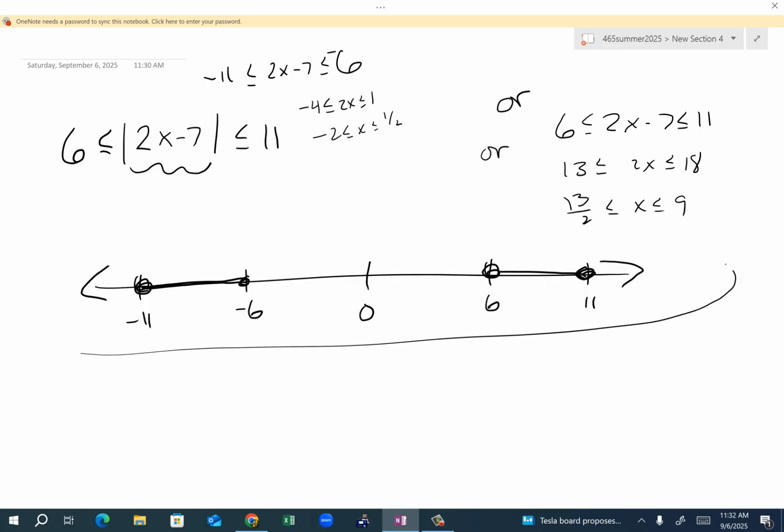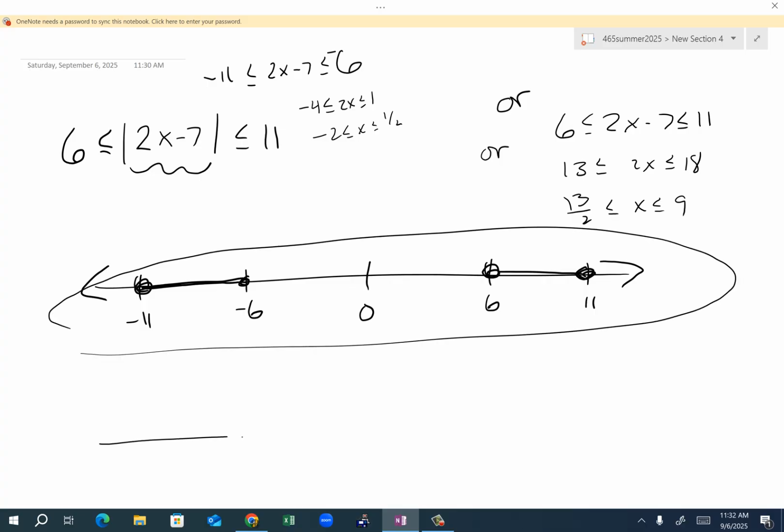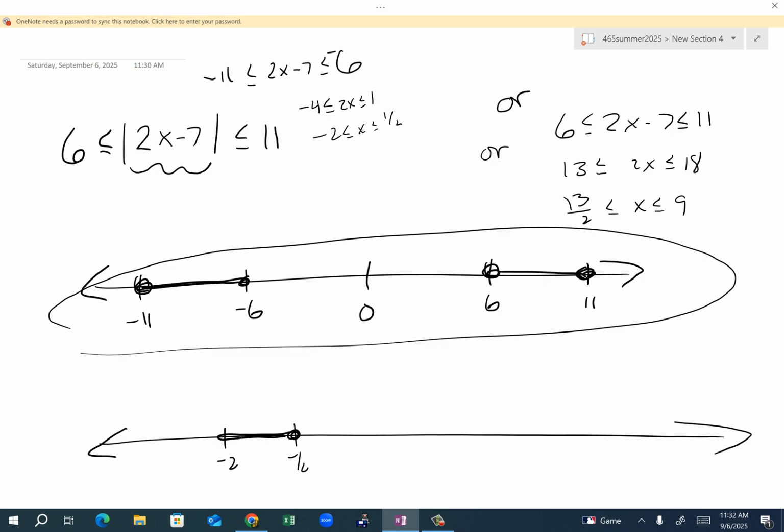So this picture you see right here, our final answer is going to look very similar to it, except that we're going to go from negative 2 to positive 1/2, and you're going to go from 13 halves to 9. So pick a number in here. 8. Good job. 8. Okay, great. Throw 8 in here. 16 minus 7 is 9. Dude, does that satisfy the equation? Sure does. Groom.